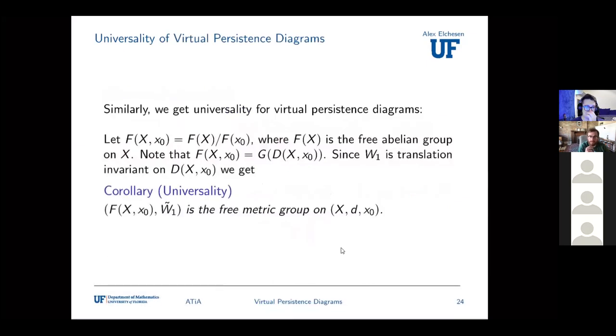But how does this tie in with the distance we have between virtual persistence diagrams? Basically, if you just compose these two universal properties, you get that virtual persistence diagrams with this extended signed Wasserstein distance is the free metric group on a pointed metric space. So in other words, another way of thinking about this is if you take the free abelian group on a set and mod out by the base point, or the free abelian group on the base point, that's going to be the free metric group when you equip it with this signed Wasserstein distance.